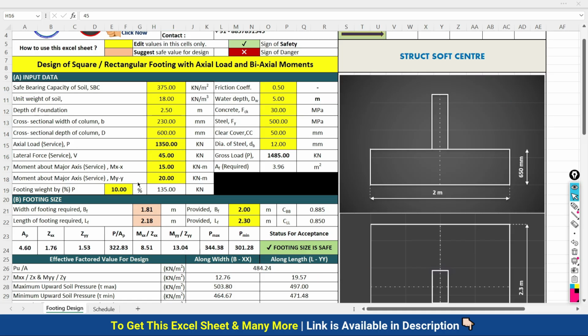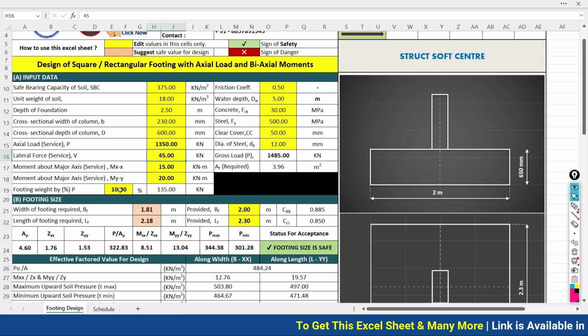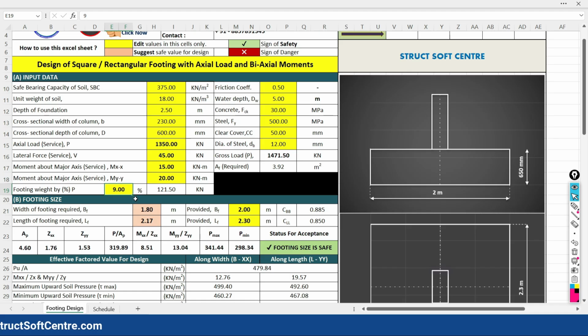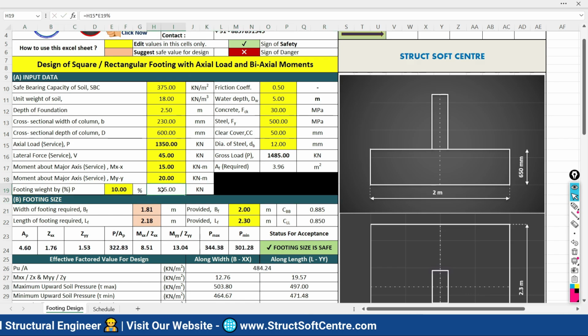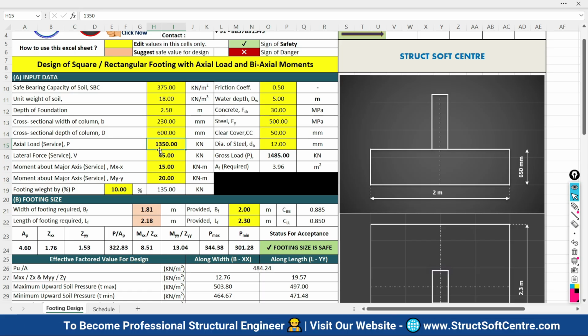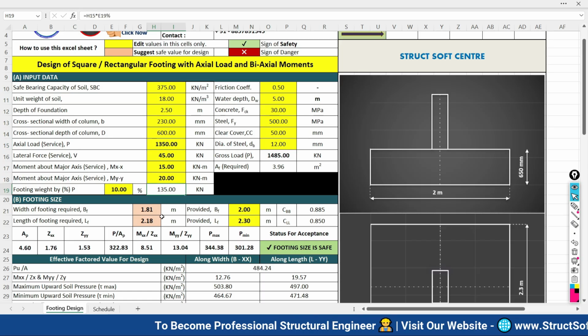And you know, at the initial stage we have to consider the self weight of the foundation. So normally we are considering it as 10%. If you would like to change it, suppose 5%, 7%, 8%, 9%, whatever you would like, you can define it here. Accordingly the self weight of the footing is going to be considered. So I would like to consider 10% as the self weight of the footing, so I am going to define it here. It is 10% of your axial load. So 10% of axial load is going to become 135 automatically.